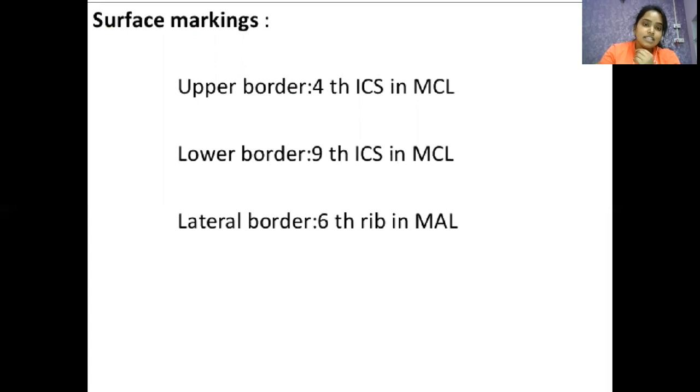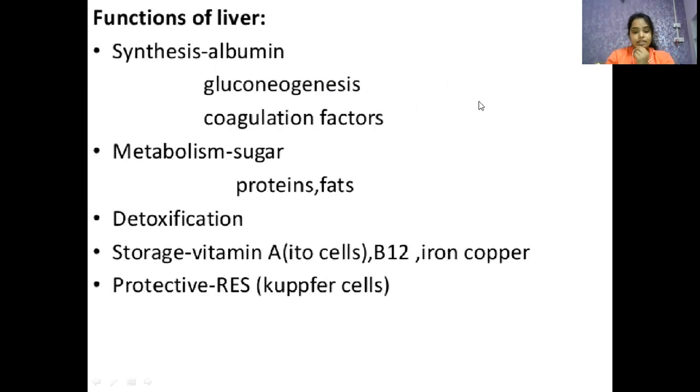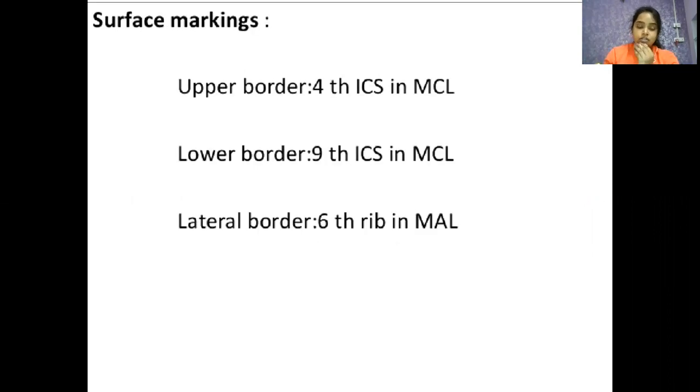Now, what is the surface measurement? Surface measurement is surface marking. We have to know it so that we can correlate in which parameters the liver gets enlarged. The surface marking is: the liver's upper border is at the fourth intercostal space in the mid-clavicular line, the lower border is at the ninth intercostal space in the mid-clavicular line, and the lateral border is at the sixth rib in the mid-axillary line. So that is the surface marking of the liver.